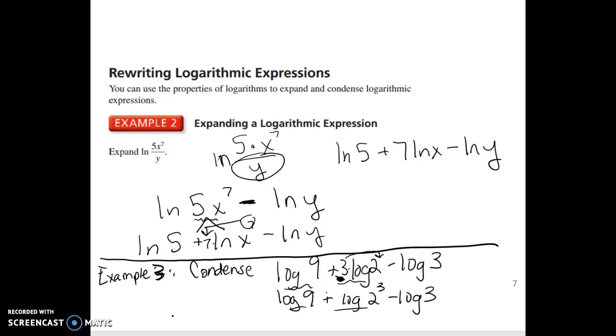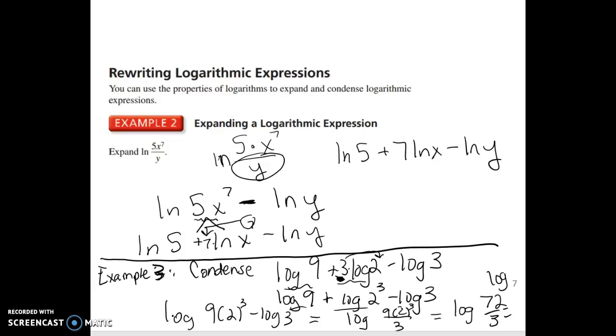Then I have 2 logs being added together. Addition means they were originally being multiplied. And then I have subtraction. And subtraction means they were originally being divided. So I have 9 times 2 cubed all over 3. And then we can actually calculate this. Since 2 cubed is 8, 8 times 9 is 72, and 72 divided by 3 is 24. So my final answer will be log of 24.